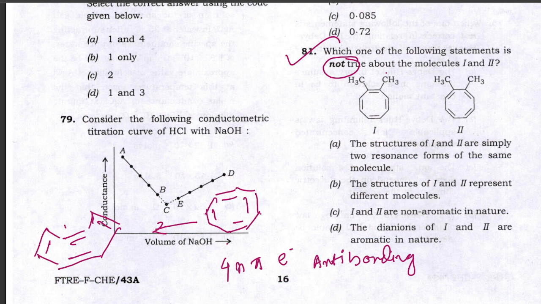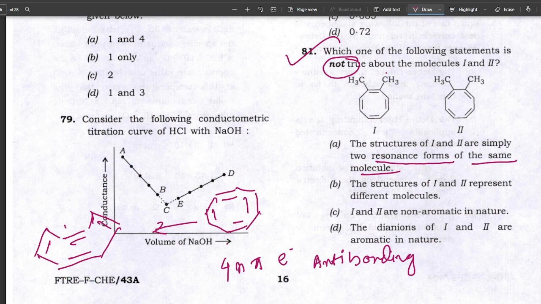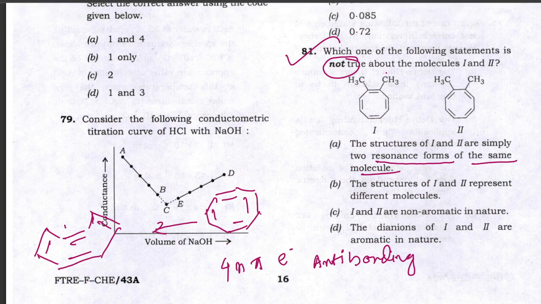For structure 1 and structure 2, if they were conjugated, both structures would be in conjugation like benzene, and they would be resonating forms. But as I have shown, this is not the case. So the statement that structures 1 and 2 are simply two resonance forms of the same molecule is wrong. They are not resonating forms of the same molecule; they are actually different. So this statement is not true, and since they asked for the not true statement, option A is correct.